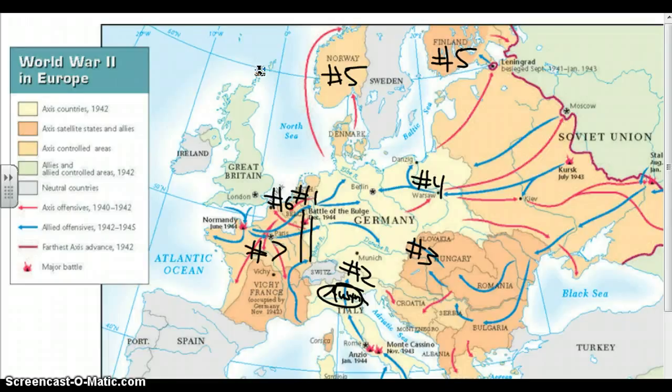He almost trapped the entire British and French armies at a city called Dunkirk, but they were able to escape to Great Britain. And to begin with, what you need to understand in history is that the only country standing against Germany at the time, before the United States entered the war, was Great Britain.